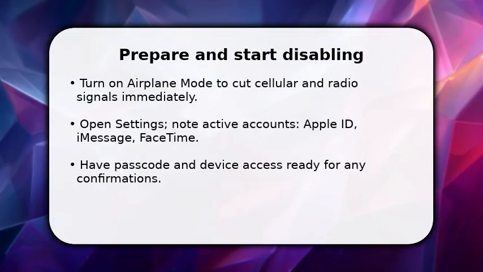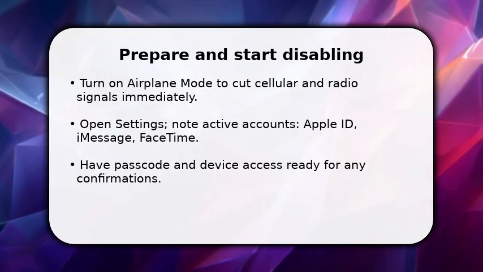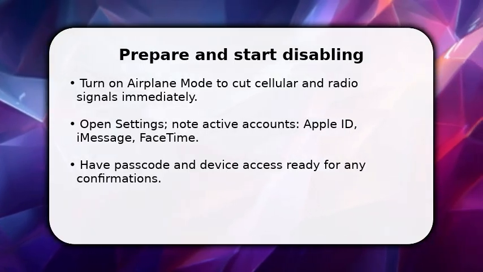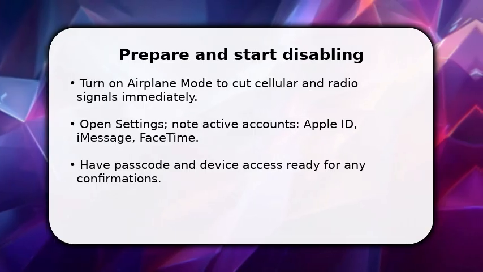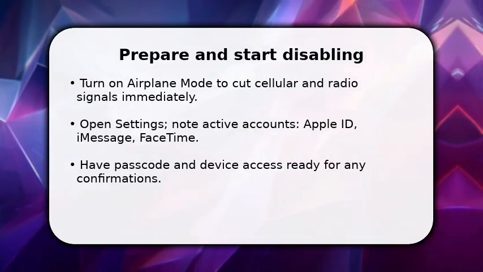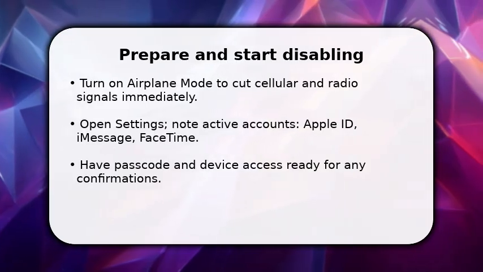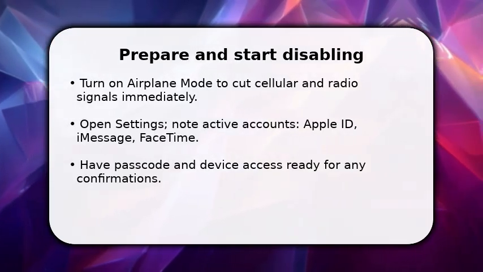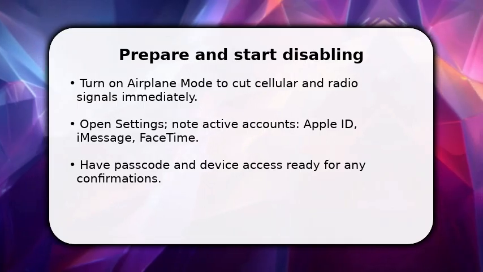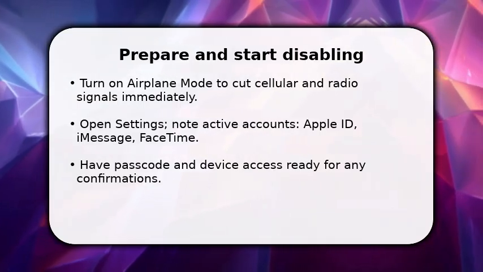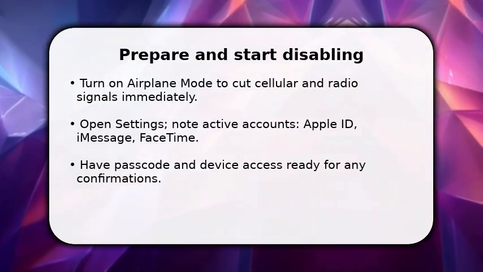You start by cutting live connections. Enable airplane mode from Control Center to drop cellular, Wi-Fi, and Bluetooth immediately. Once done, open settings so you can confirm which services are still signed in under your Apple ID, Messages, and FaceTime. Make sure you have the device passcode available because some changes request authentication.